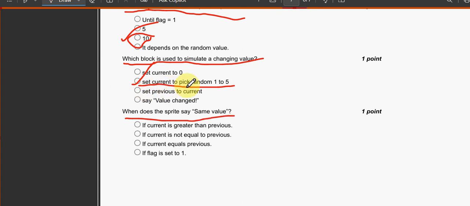When does the sprite say same value? So for this, the third option is the probable solution. So friends, these are the most probable solutions for the week 1 assignment of the course Joy of Computing using Python.